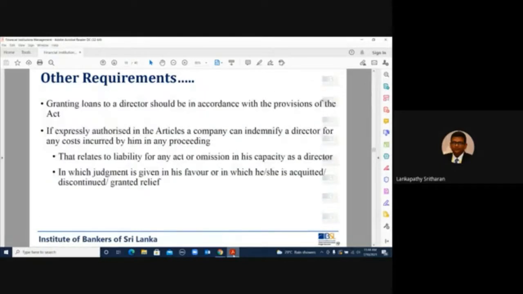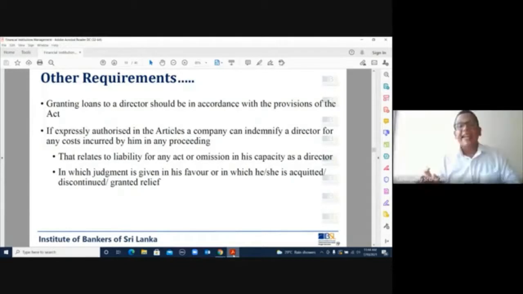Another requirement: the granting of loans to a director should be in accordance with the provisions of the Act. And if expressly authorized in the article, a company can indemnify a director for any cost incurred by him in a proceeding that relates to liability for any act or omission in his capacity as a director, in which judgment is given in his favor or in which he or she is acquitted, discontinued or granted relief. In those circumstances, the company can act accordingly.